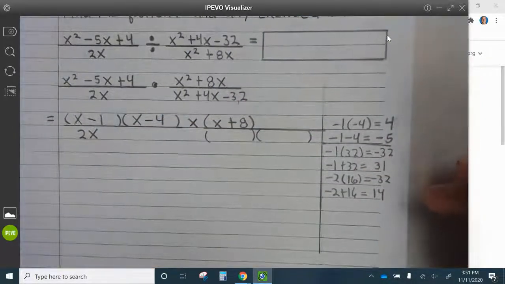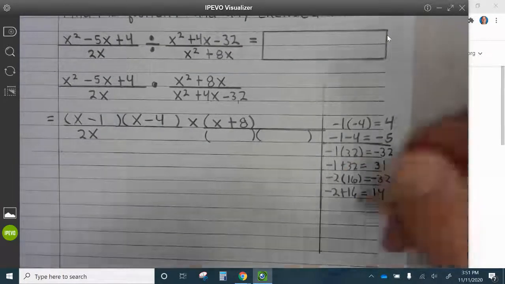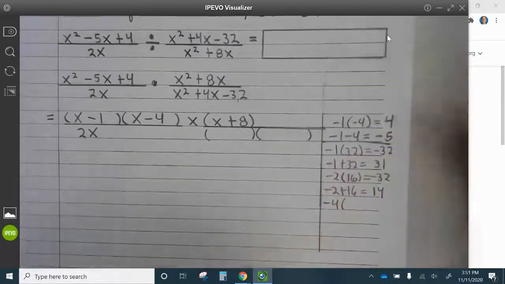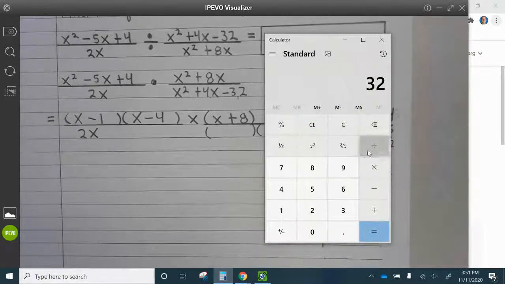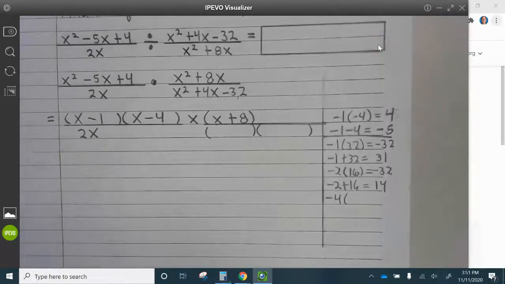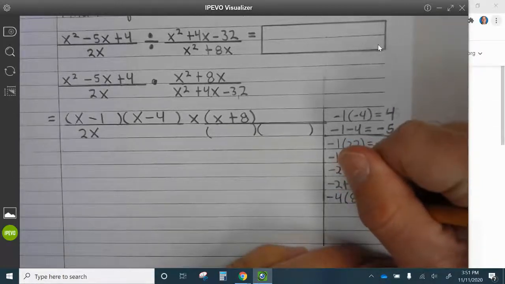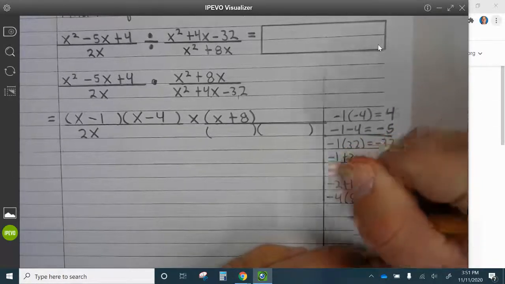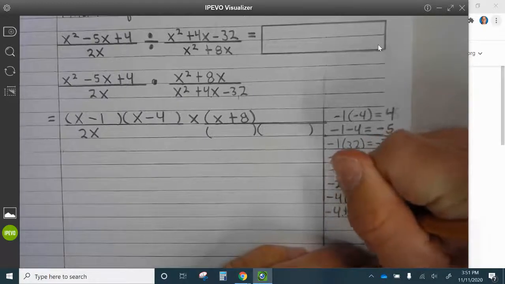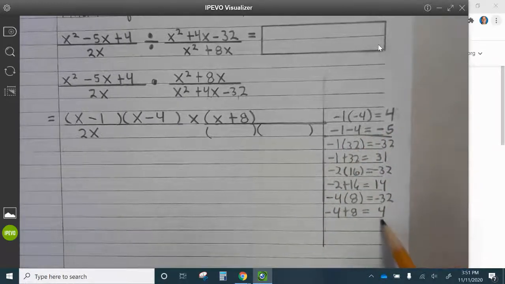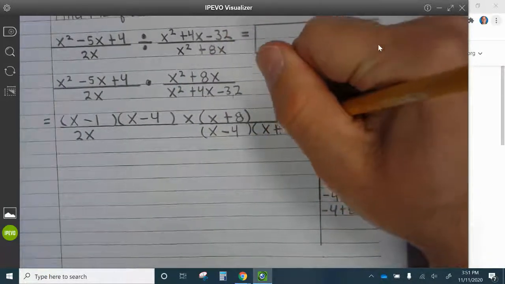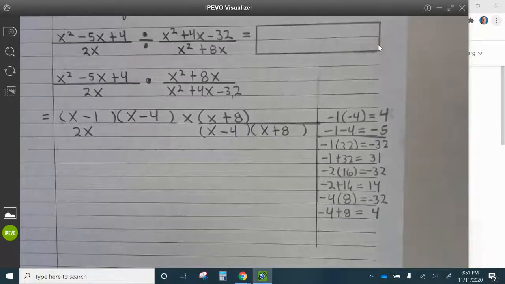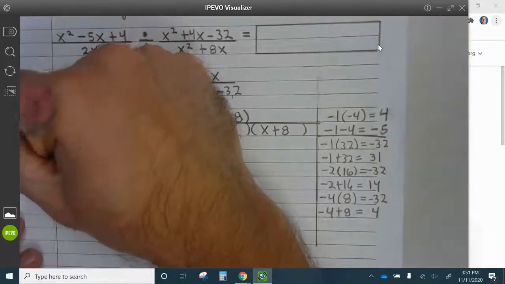Okay, negative 3 doesn't work. Negative 4 times, let's see. This is the fast way to find out. I'm going to take 32 divided by 4 is 8. Okay, so negative 4 times 8 is negative 32. Negative 4 plus 8 is 4. So we have our negative 32 and our 4, so our factors are x minus 4, x plus 8. Okay? So let's rearrange so we can divide any special ones.